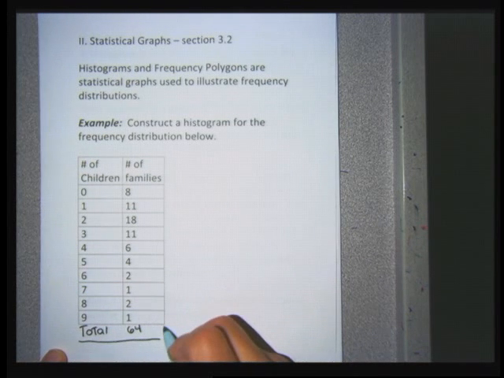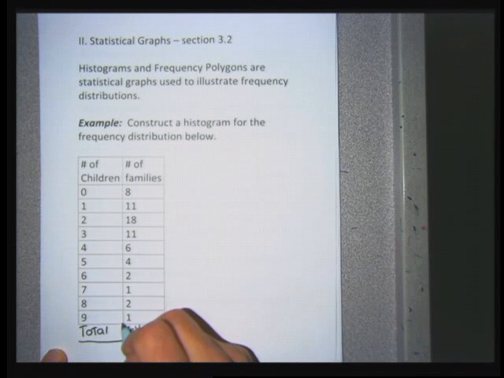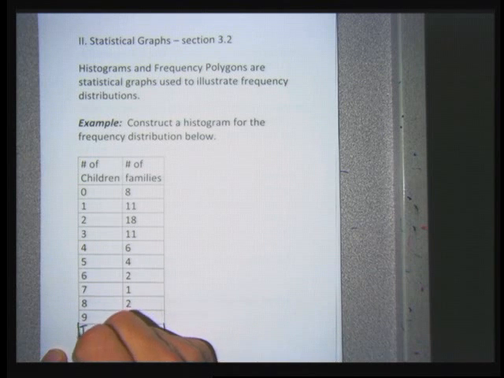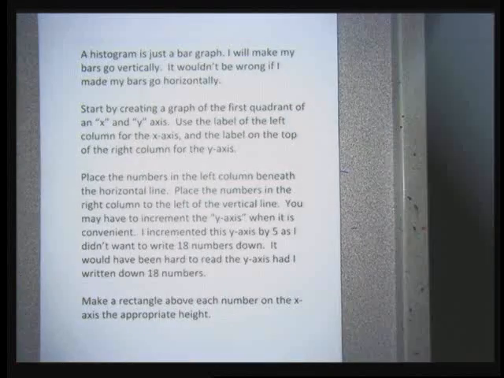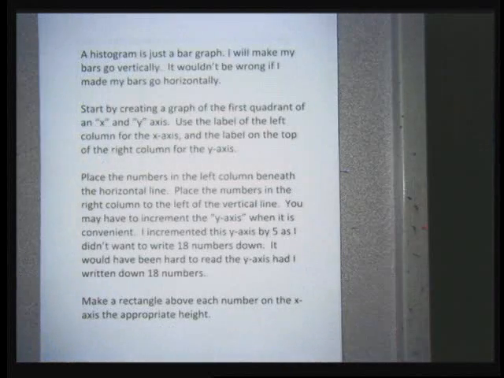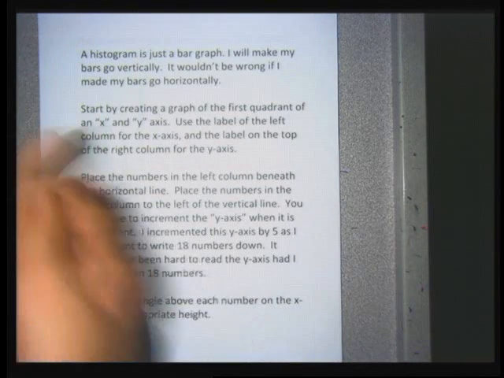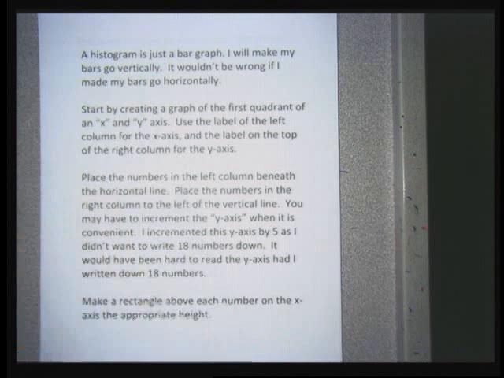And for making a bar graph or a histogram, it absolutely doesn't matter because the total doesn't show up in the histogram. So a histogram is just a bar graph, and I guess we'll learn how to make it here in a second. Oh, and when I make my bar graphs, I make my bars go vertically. It really isn't wrong to make your bars go horizontally.